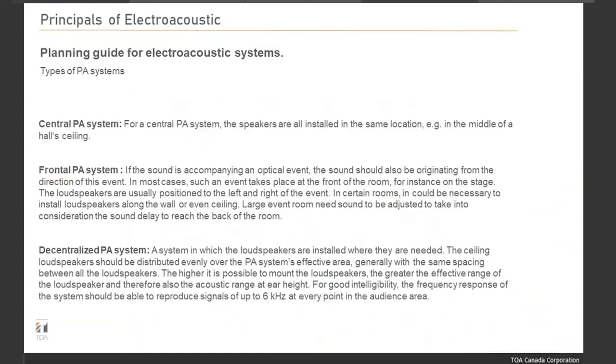So types of PA systems. There are central PA systems. For a central PA system, speakers are all installed in the same location, i.e. in the middle of a hall ceiling.